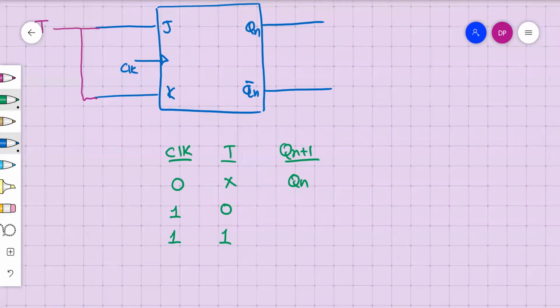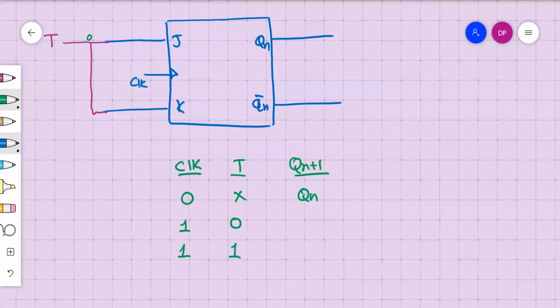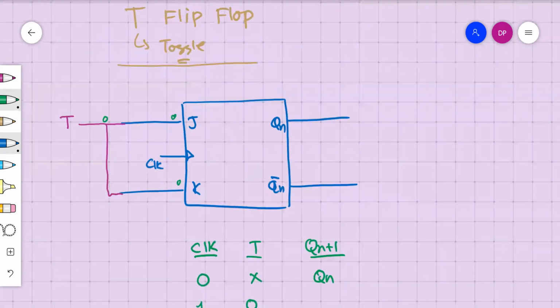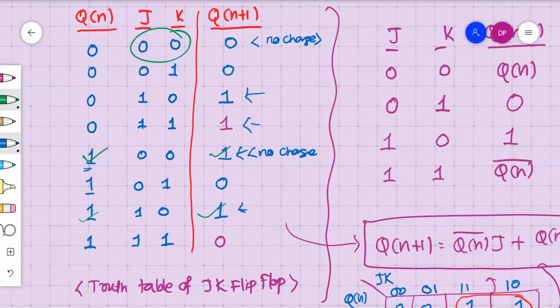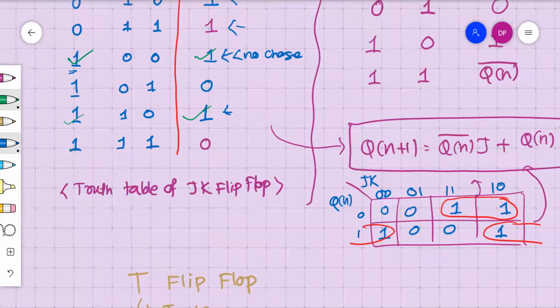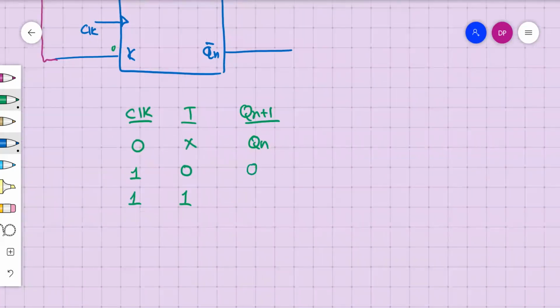Now when clock is 1 and T is 0, and when clock is 1 and T is 1, what happens? When clock is 1 and T is 0, both inputs J and K are 0, 0. So it will act as memory. Look at the truth table. When both the inputs are 0, it will act as memory. So it will be equal to Qn, and these two cases will act as memory.